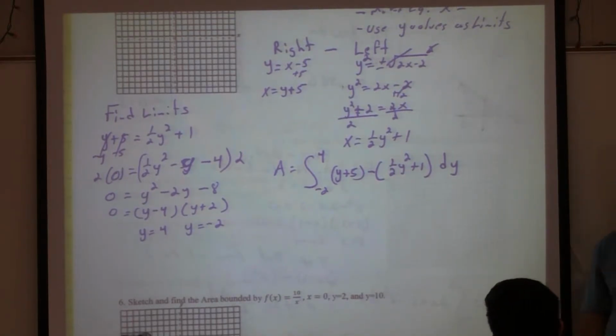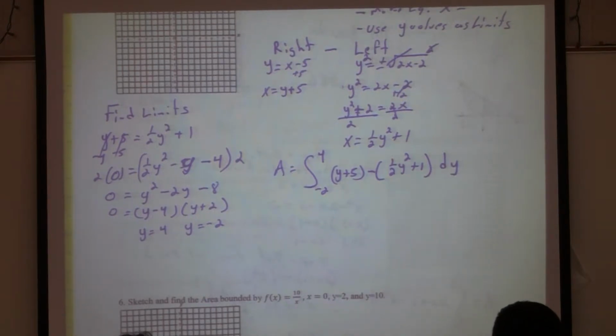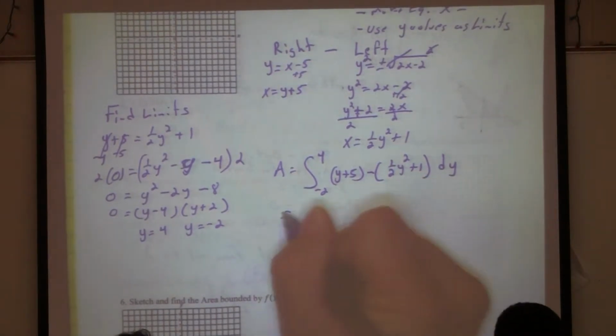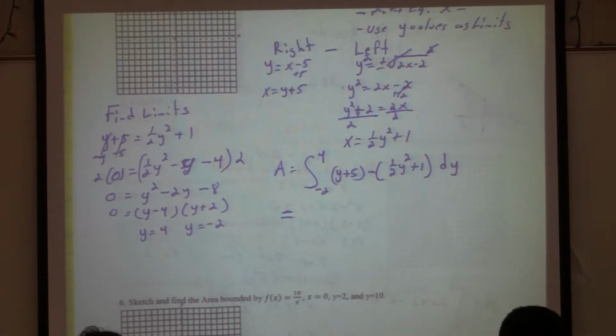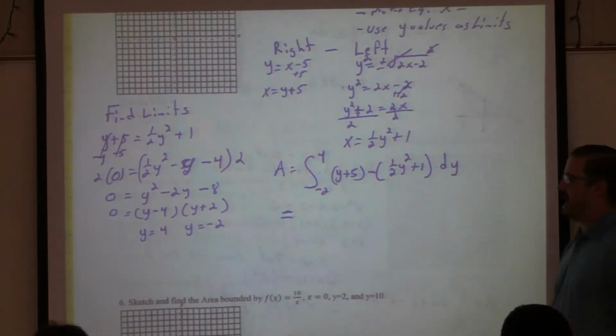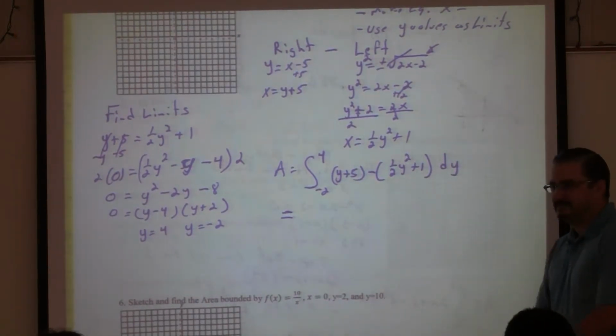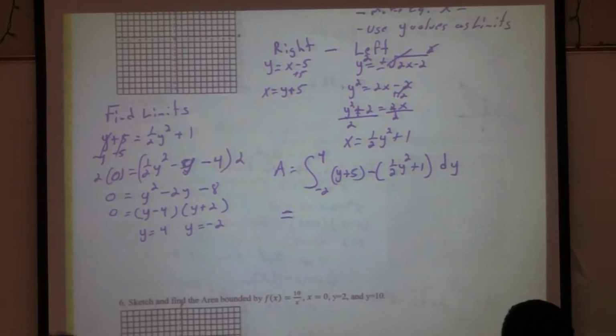Cool? You want to do it by hand? No. No? Okay. Type it in your calculator then. You could do it by hand. No, it's not too hard. Let me see. Type it in, let's see what you get. Want to do it by hand?